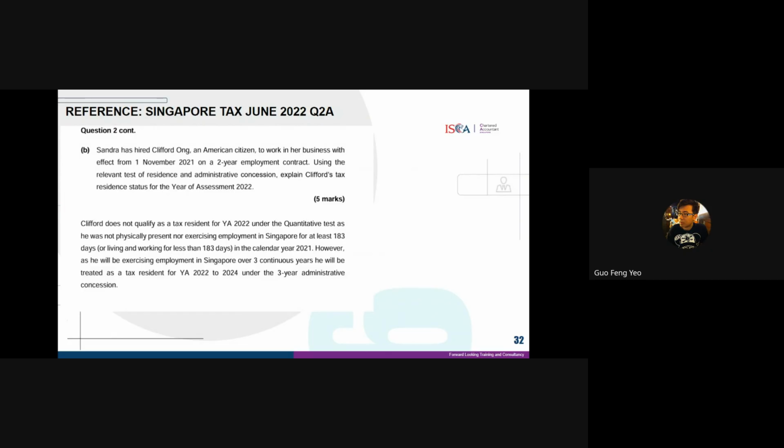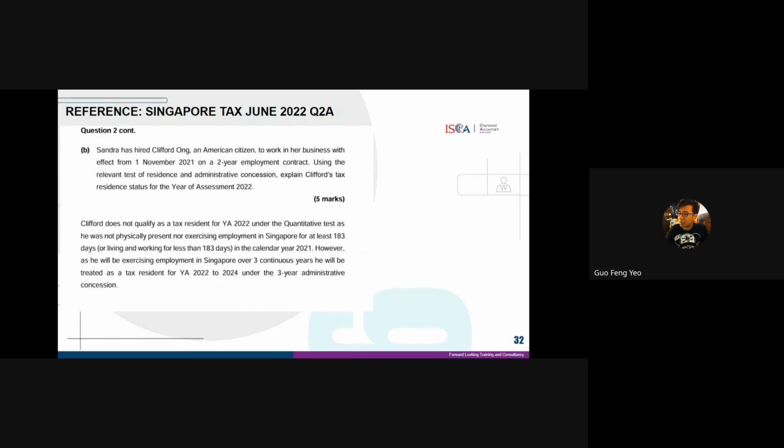In addition, under the qualitative test, which is not mentioned here, but I also recommend you can cover briefly that given Clifford is an American citizen, ordinarily, he will also not be qualified as a Singapore tax resident under the qualitative approach. Thereafter, we need to look at the available administrative concession. So that's where the answer moves on to say, however, as he will be exercising employment in Singapore over 3 continuous years, he will be treated as a tax resident for YA 2022 to YA 2024 under the 3-year administrative concession.